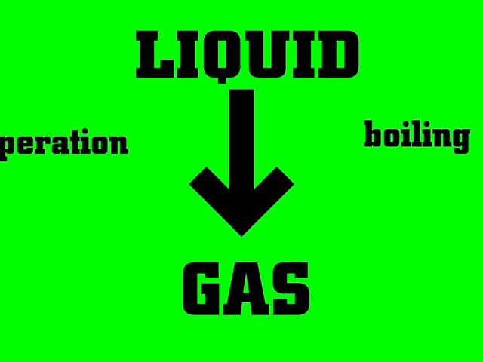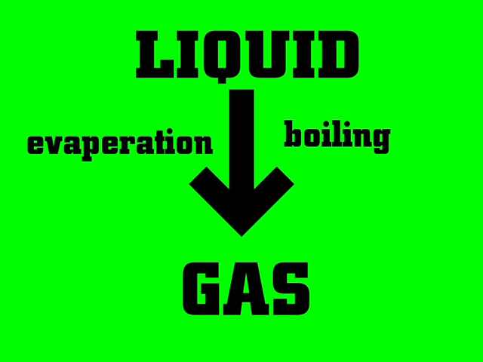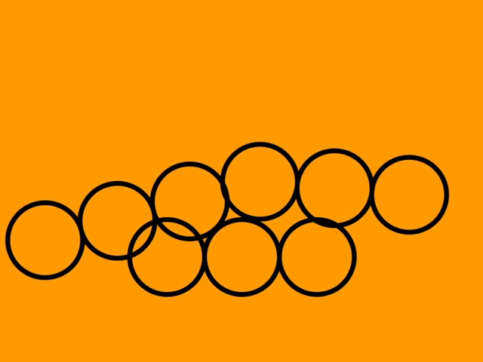There are two ways a liquid can turn into a gas: evaporation and boiling. Boiling happens when a fluid reaches a certain temperature. For example, for water it's 100 degrees Celsius. Whereas evaporation is a surface effect and can happen at any temperature.